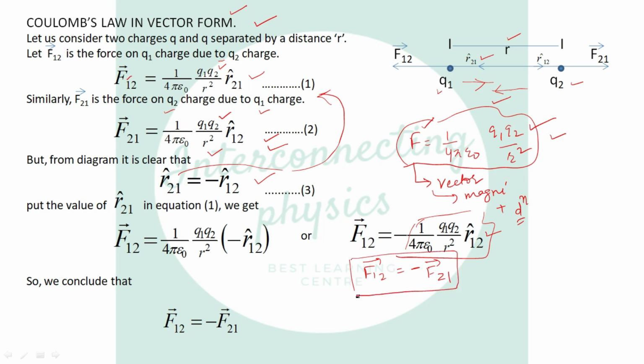So we see that Coulomb's law in vector form obeys Newton's third law. It means if F12 is action, then F21 is reaction. Newton's law states that for every action there is an equal and opposite reaction. So this was all about Coulomb's law in vector form.